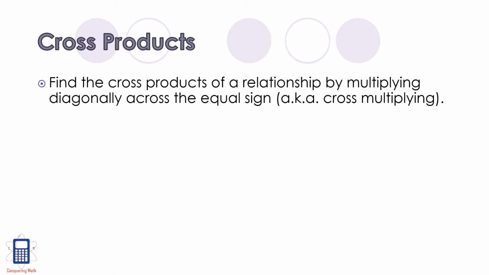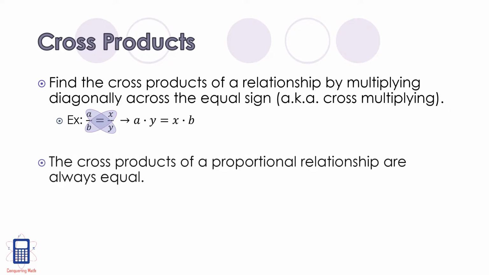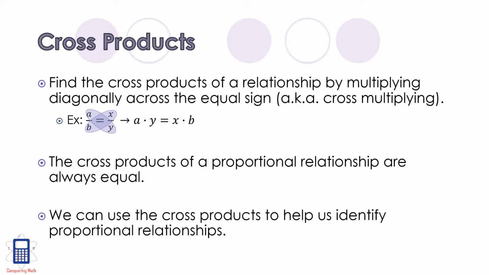Now let's talk about cross products. We can find the cross products of a relationship by multiplying diagonally across the equal sign. You might have also heard of this called cross multiplying. For example, if we have a over b equals x over y, we can first multiply a times y and set this equal to x times b. Whenever we find the cross products of a proportional relationship, the cross products will always be equal. This means that we can use the cross products to help us identify proportional relationships.